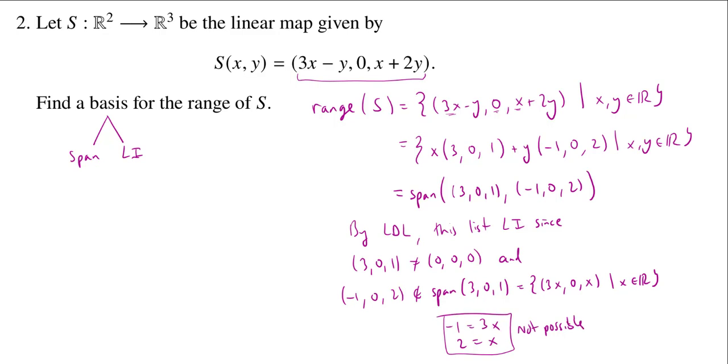Okay, so this was working under the assumption that somehow -1, 0, 2 was in this span. It's not possible, so it is not in the span. And since neither the first vector is 0 nor the second is in the span of the original, by LDL the list is linearly independent. But since it's linearly independent and it spans the range, we know that it is a basis for the range. So therefore, this list 3, 0, 1, -1, 0, 2 is a basis for the range of S.